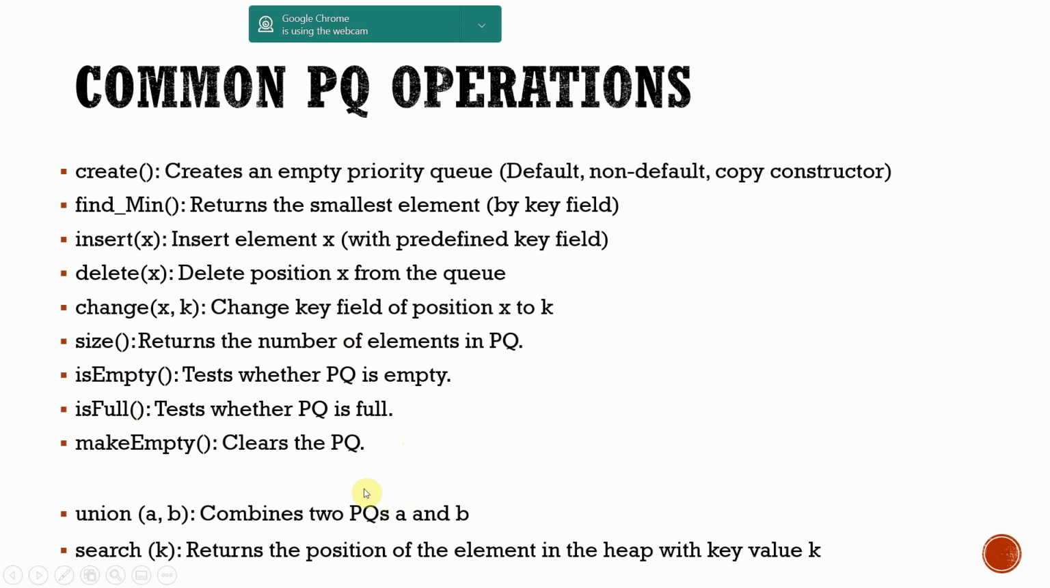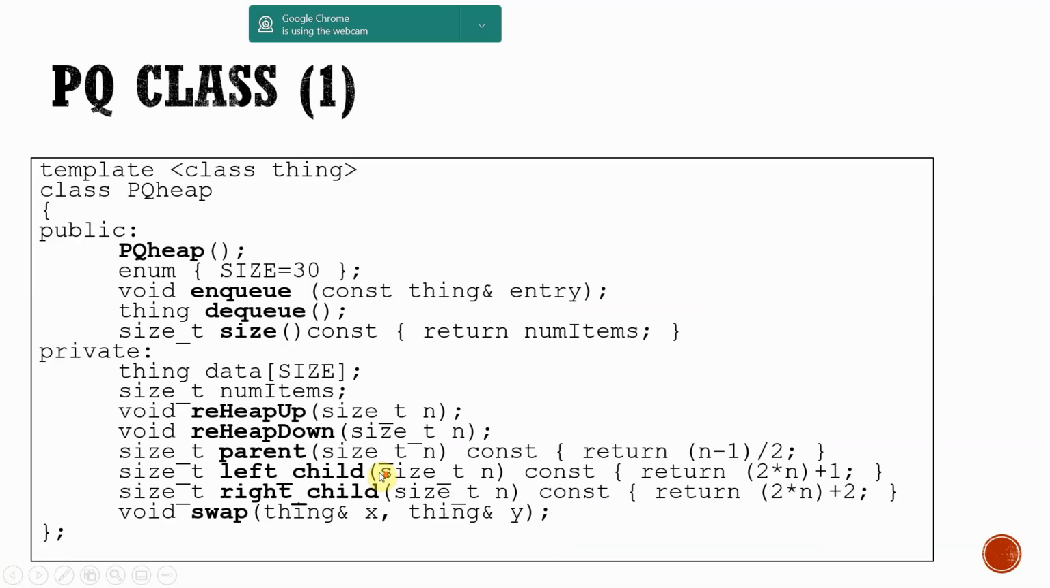Some other operations that are not as common are combining two priority queues, or returning the position of the element in the heap with a certain key value. These are not as common operations, but sometimes they're needed. And if they're needed, maybe a different implementation would be more efficient than a heap.